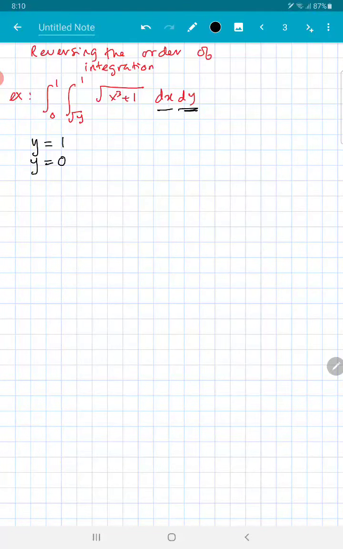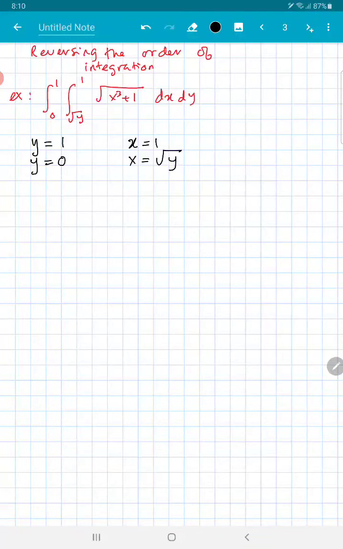And then let's look at the limits for x. The upper limit for x is 1. So we have another equation, which is x equals 1. And the lower limit for x is the square root of y. So that would give us another equation. We have x equals square root of y. Okay, the next step is to sketch the four equations.